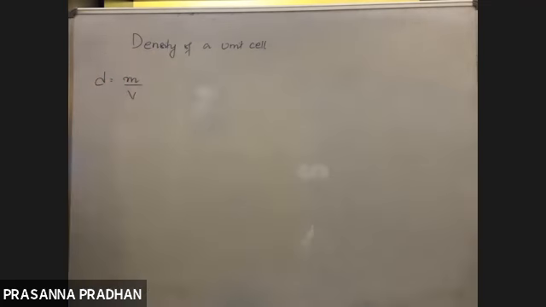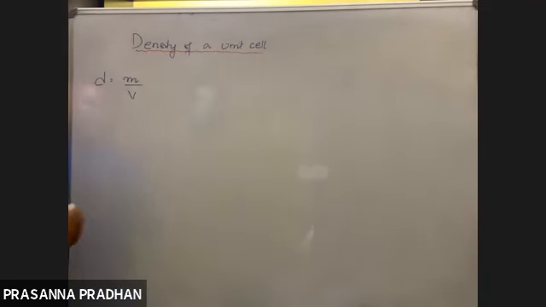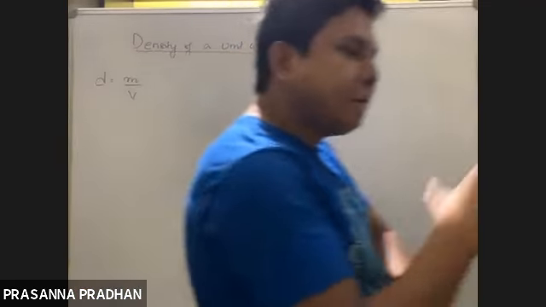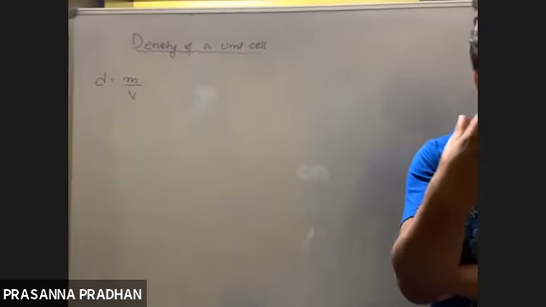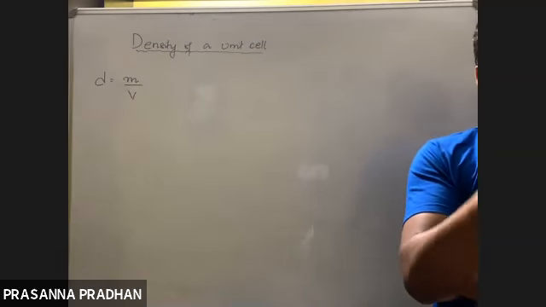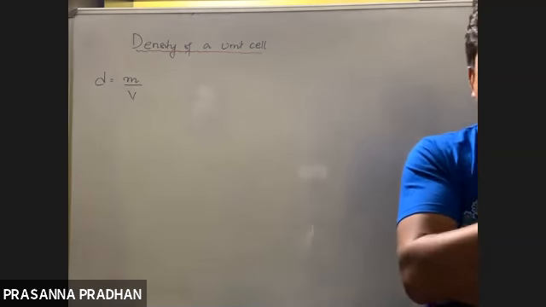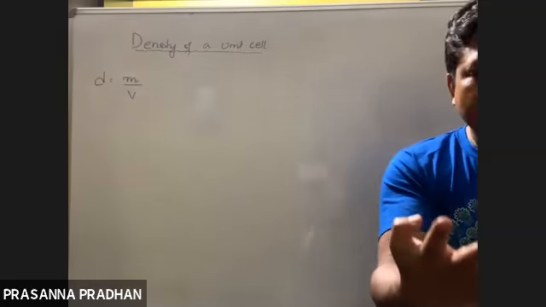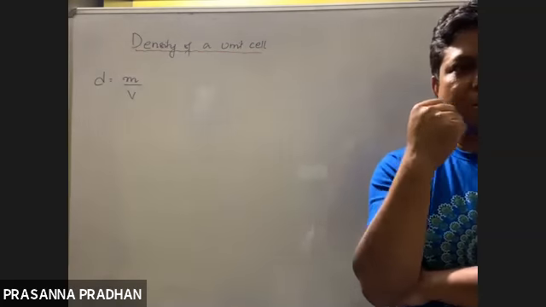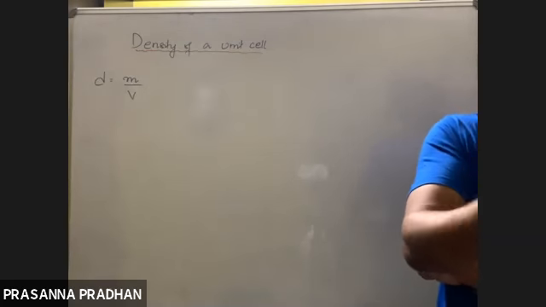So density of a unit cell means we are talking about the mass of what? Unit cell. What is a unit cell made up of? Atoms. Unit cells are made up of some atoms, present in different numbers. In simple cubic, how many atoms are there in a unit cell? 1. Face centered, total how many atoms? 4. Body centered, how many atoms in one unit cell? 2.